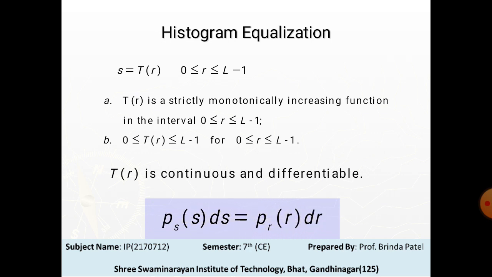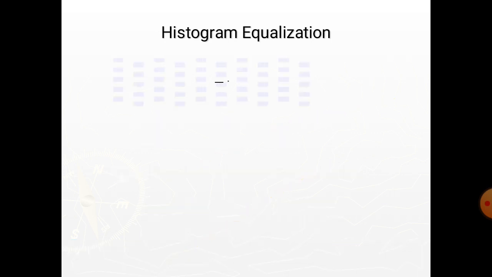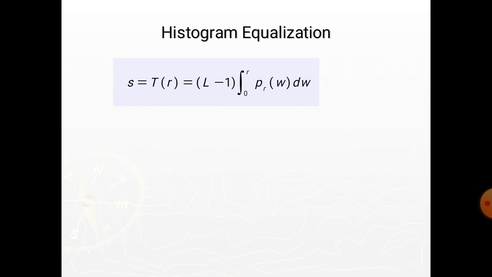Now, the intensity levels in an image may be viewed as random variables in the interval 0 to L minus 1. The fundamental descriptor of a random variable is its probability density function. So p_r(r) and p_s(s) denote the PDFs of r and s respectively, where the subscripts on p are used to indicate that p_r and p_s are different functions in general.